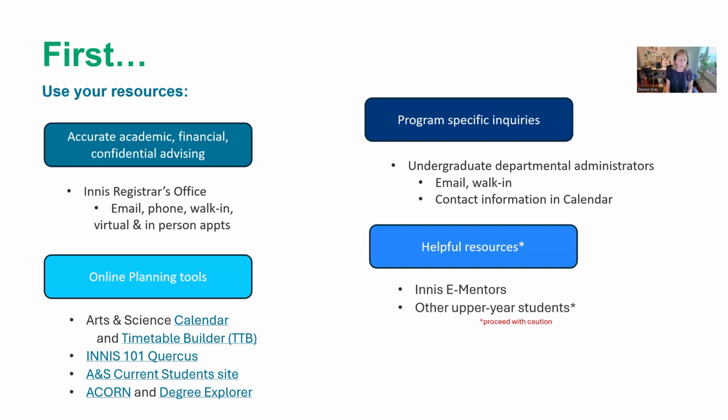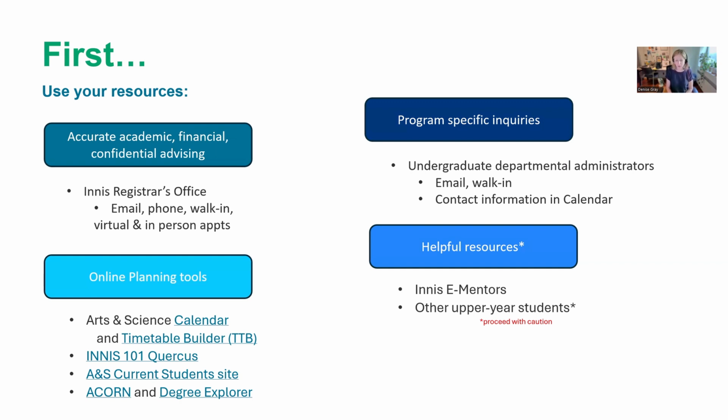The Arts and Science current student site. The Faculty of Arts and Science has a great website. All of these slides, by the way, are going to be posted to the Innis 101 Corpus, and all of these links are hyperlinked. So you can go in, get the slides, and click on the link, or you can just Google Faculty of Arts and Science current students. They've done a great job putting all the information into manageable parts for you.